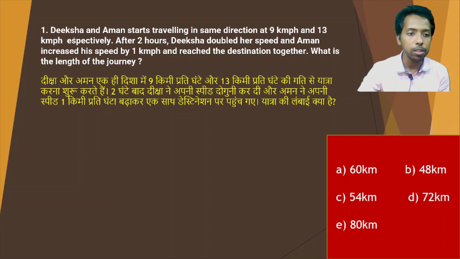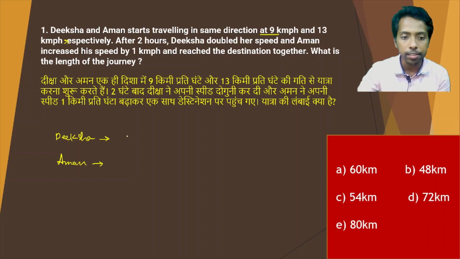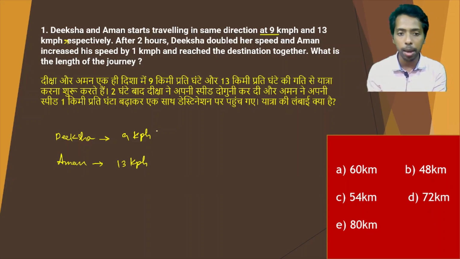Diksha and Aman, 2 persons, start traveling in the same direction at 9 km per hour and 13 km per hour respectively. After 2 hours, Diksha doubled her speed and Aman increased his speed by 1 km per hour, exactly as it's given. So first, it's Diksha and the second person, that is Aman here, right? Their starting speeds are 9 km per hour for Diksha and 13 km per hour for Aman, and they are traveling in the same direction.